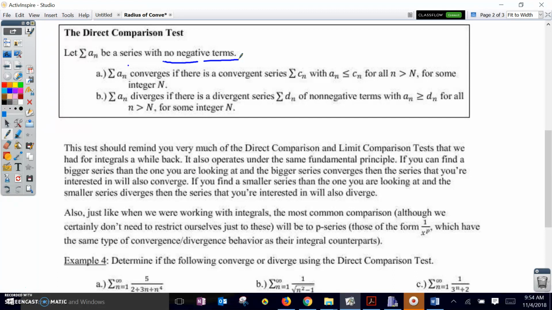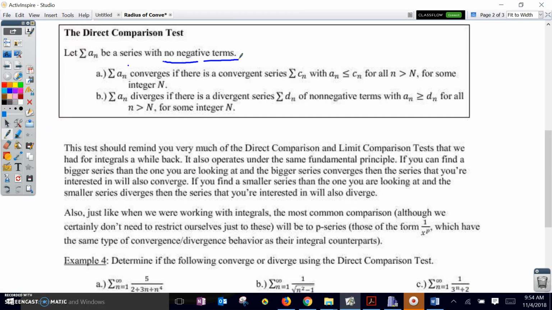This calls back to when we looked at direct comparison and limit comparison tests for integrals quite some time ago. It also operates under the same fundamental principle. If you can find a bigger series than the one you're looking at and the bigger series converges, then the series you're interested in converges. If you find a smaller series than the one you're looking at and the smaller series diverges, then the series that you're interested in will also diverge.